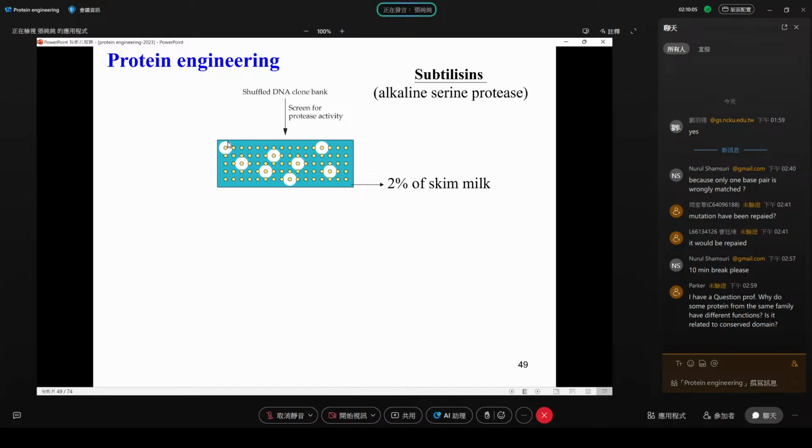The skim milk will basically coat the plate, and you spot your E. coli on top. The E. coli can digest the protein, so they will show a clear zone here. Under specific temperature or time control, you incubate with this E. coli, and you will know which colony shows higher serine protease activity. Then you will pick this colony for further study or further mutagenesis.